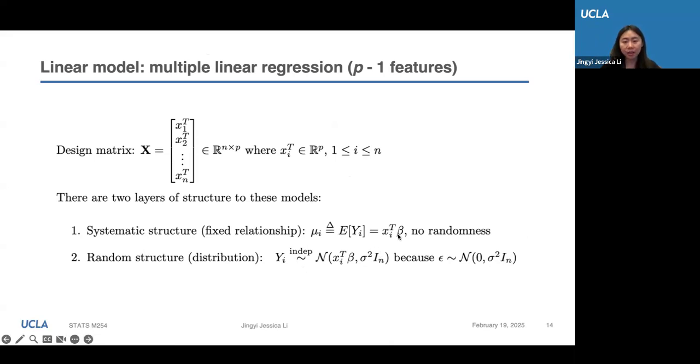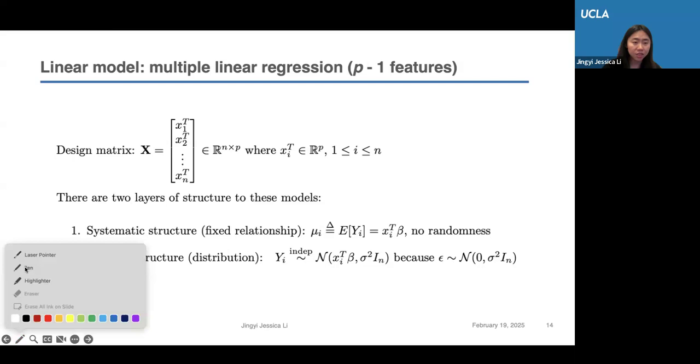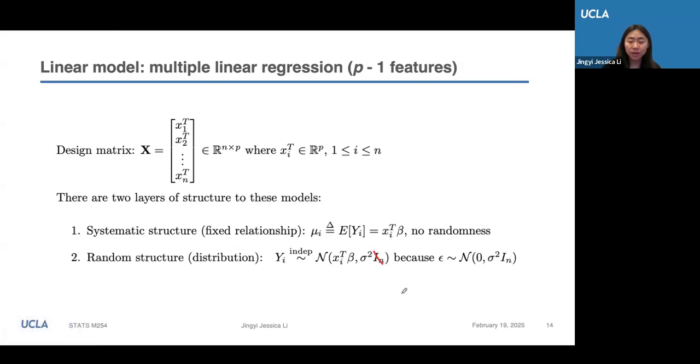So if we put it together, then essentially we can write that y_i is normally distributed. It should be a scalar, and this is a typo. Let me just quickly cross it out. So this shouldn't be there. It should be just y_i follows a normal distribution with mean x_i transpose beta, a scalar, and variance sigma squared. So essentially, this is the random structure telling us the relationship between y_i and mu_i. Mu_i is explained by our features using a fixed relationship, but y_i is not equal to mu_i due to the randomness explained by the Gaussian distribution.